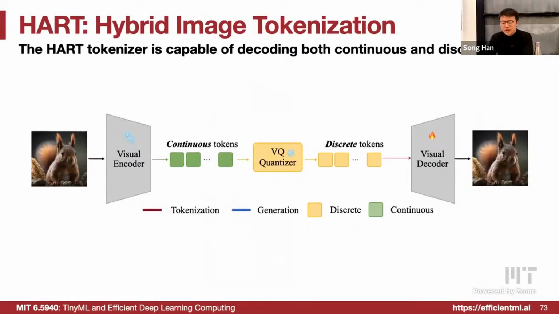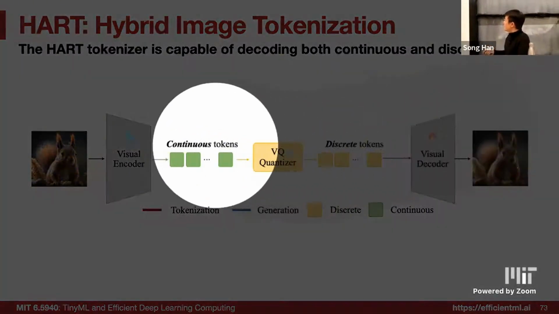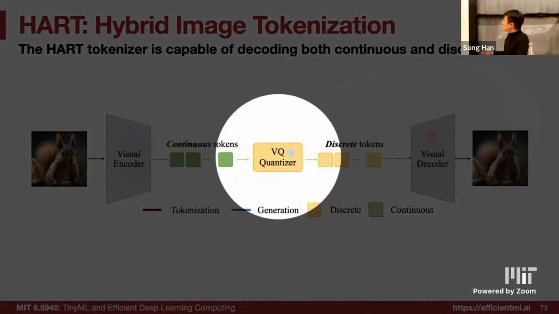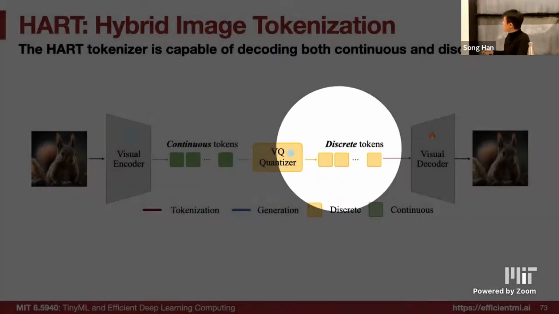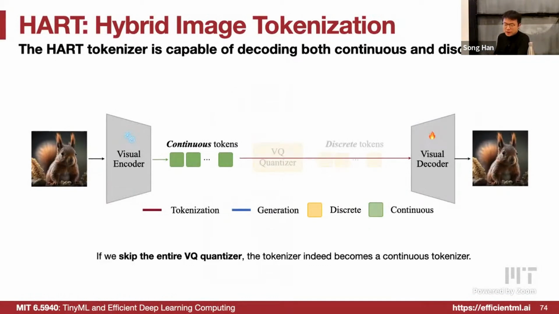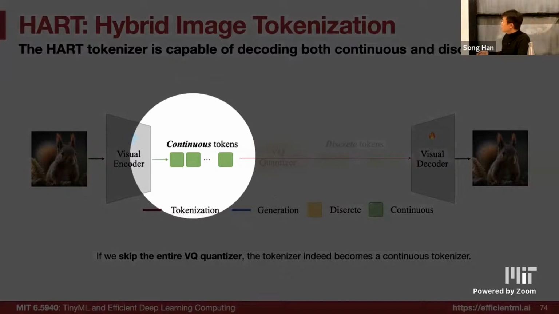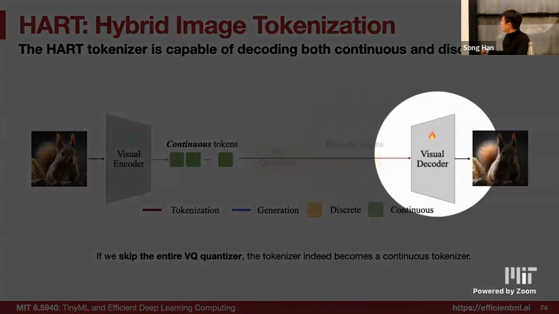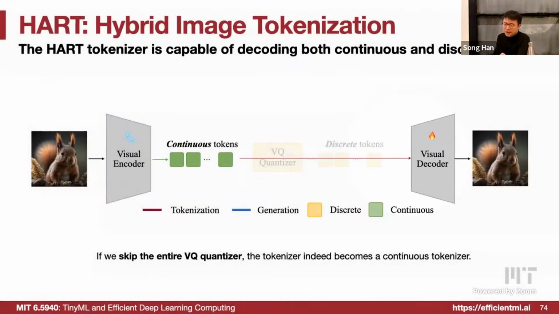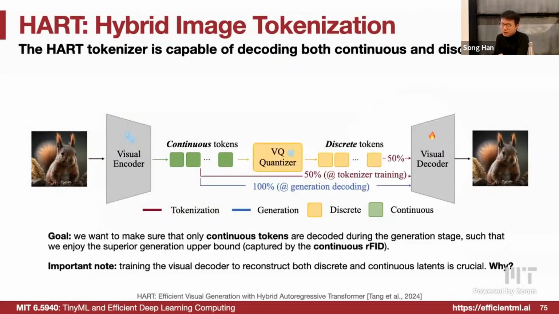So how should we build such a tokenizer? What's the limitation of existing discrete tokenizers? So we introduced the capability to decode both the continuous and also the discrete tokens. Okay, so this is a continuous token. This is after the VQ quantizer, where we get the discrete token. And if we skip the entire vector quantizer and just use the continuous token, basically the decoder has the capability to decode continuous tokens.